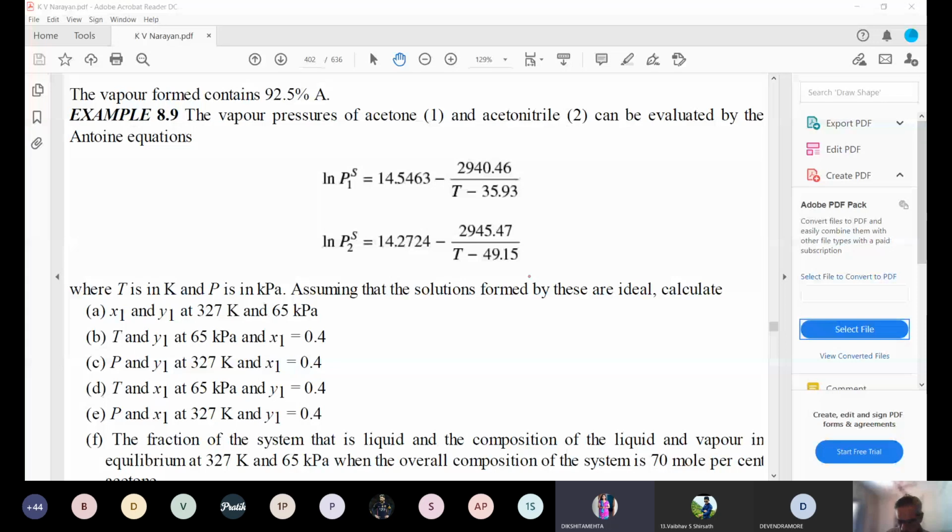57.634 kPa. Okay, and Y1? 0.59076. Okay, good. So now you know how to calculate this. Given temperature, it is very easy. Given pressure, it is a little more difficult because you have to assume temperature.